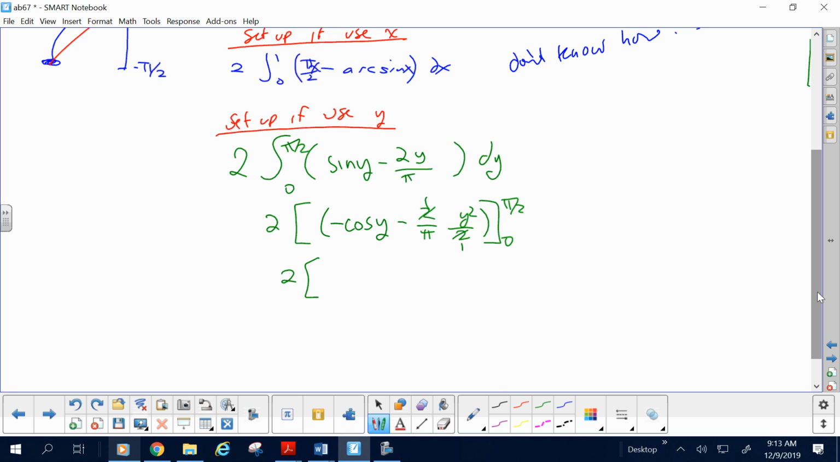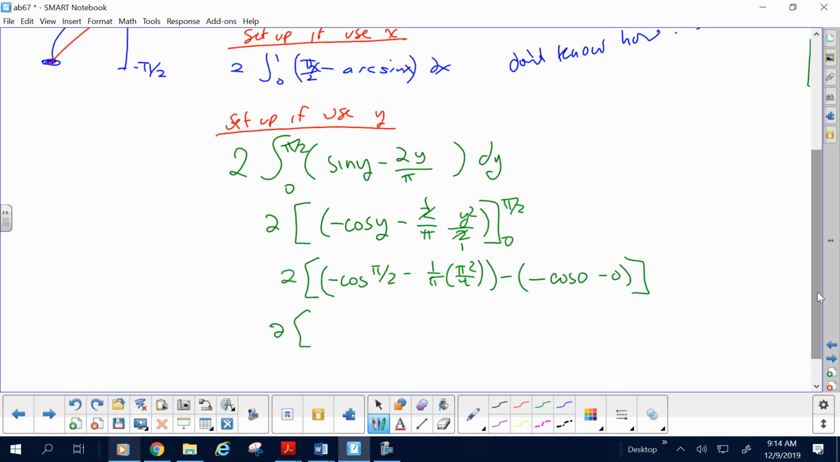When we put in pi over 2, I get negative cosine of pi over 2 minus 1 over pi squared over 4. Do you agree with that? That's pretty gross, huh? When I put in 0, I get negative cosine of 0 minus 0. Let's do a little bit of evaluating.